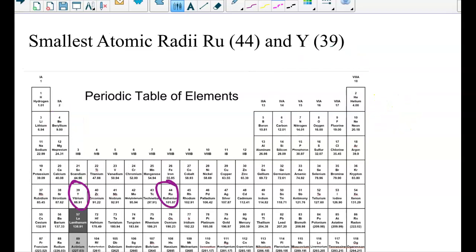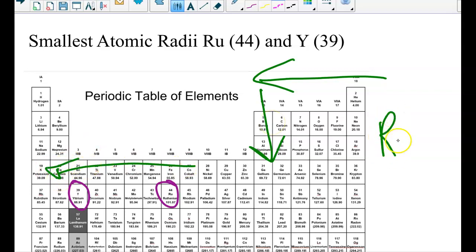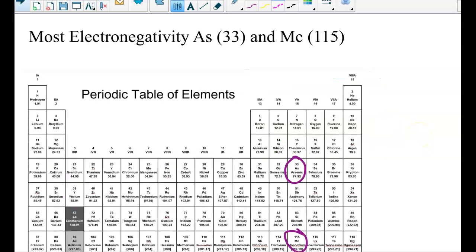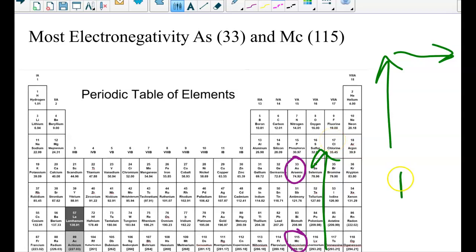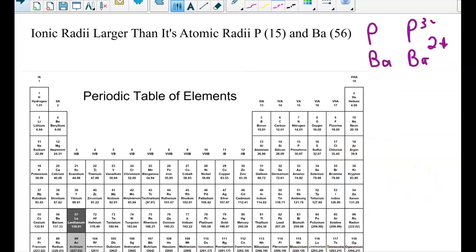Smallest atomic radius. We know atomic radius increases right to left and from top to bottom, and it wants to know the smallest. So if I'm going to do this direction, we see Ru is the smallest. Most electronegative, there's a spelling error there that should say most electronegative, or largest electronegativity. Most electronegative is going to be, we know the trend increases up a group and left to right across a period. So we want to know the most electronegative, so that would be As.